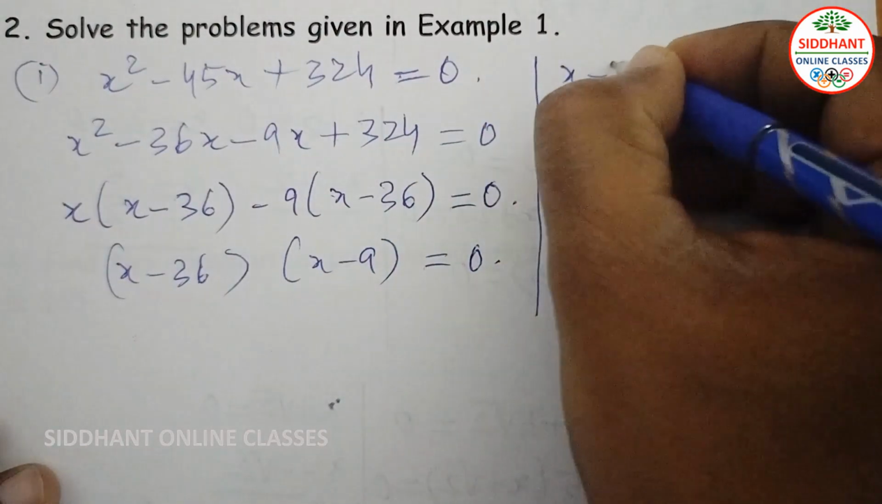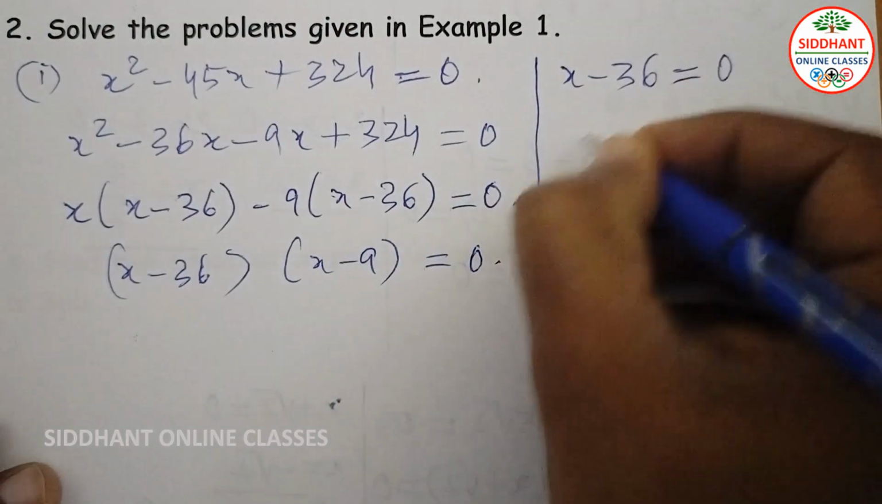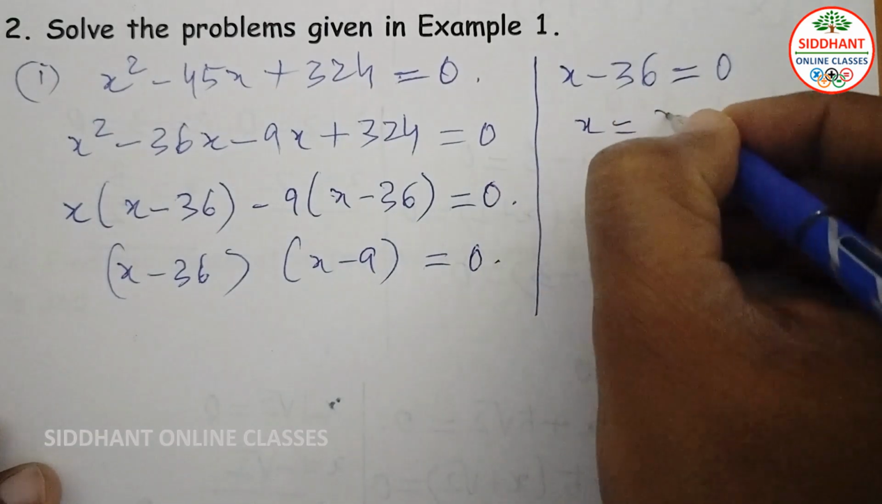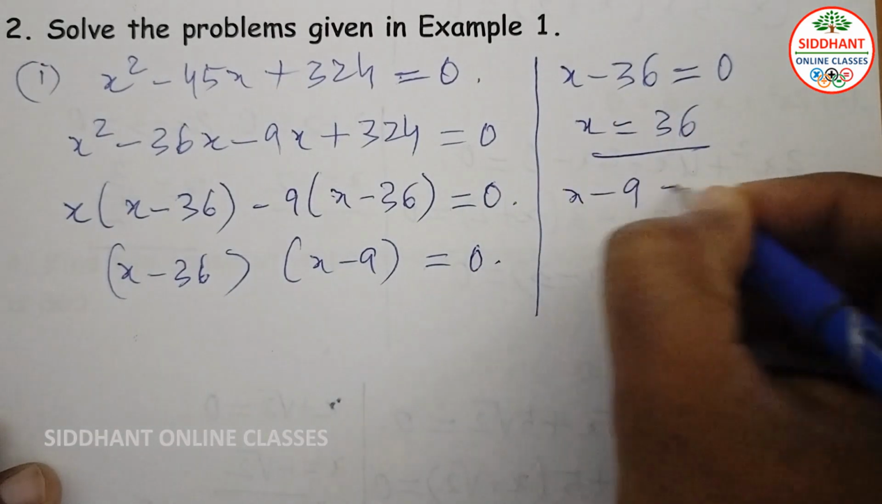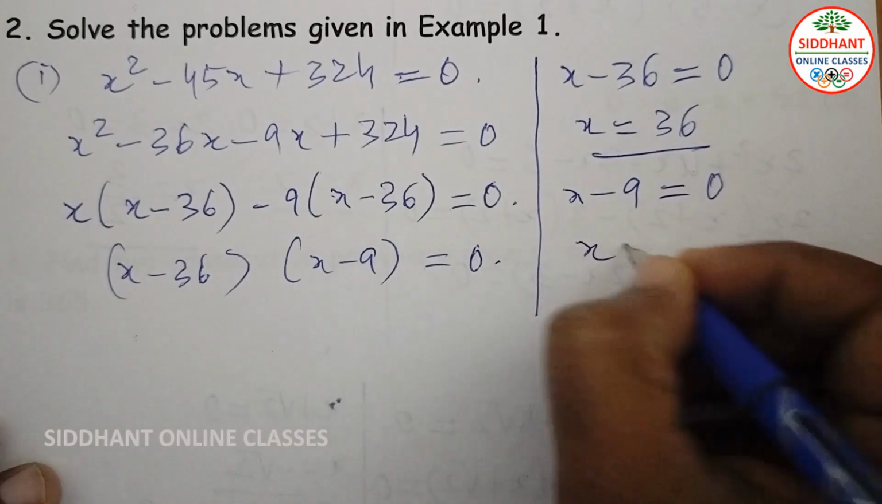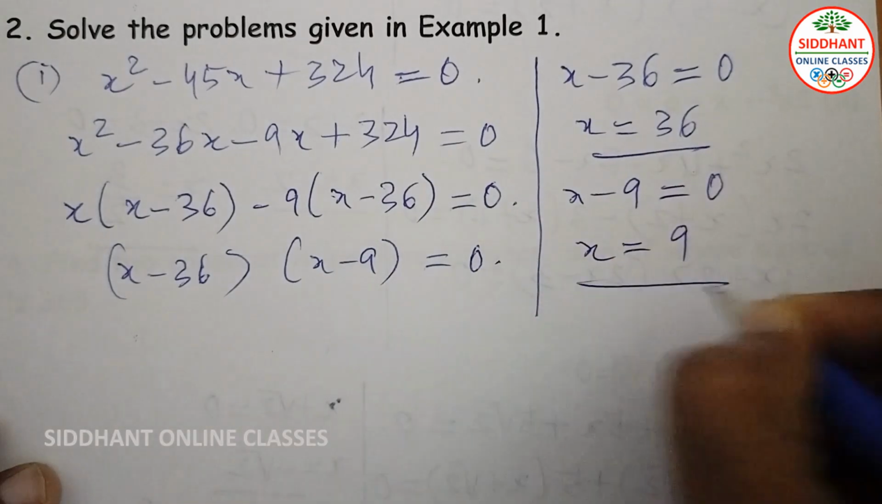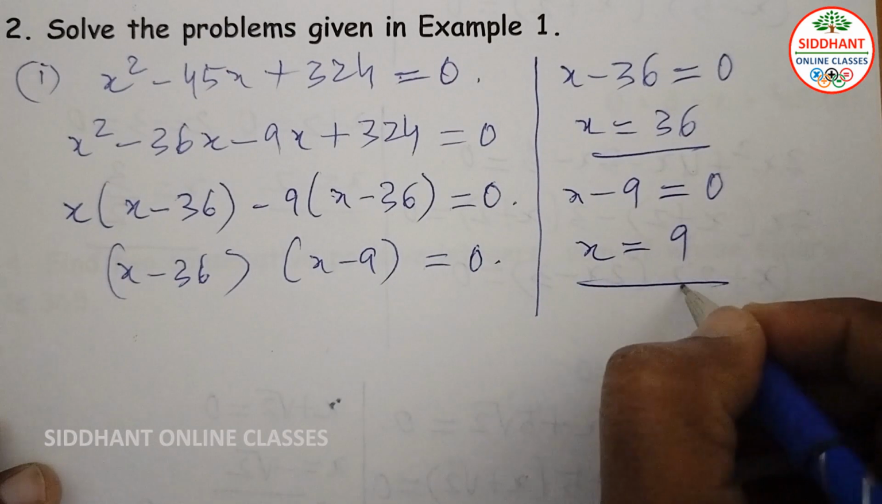So x minus 36 equal to 0, that means x equal to 36. Next, x minus 9 equal to 0, that means x equal to 9. So one root is 36, another is 9 here.